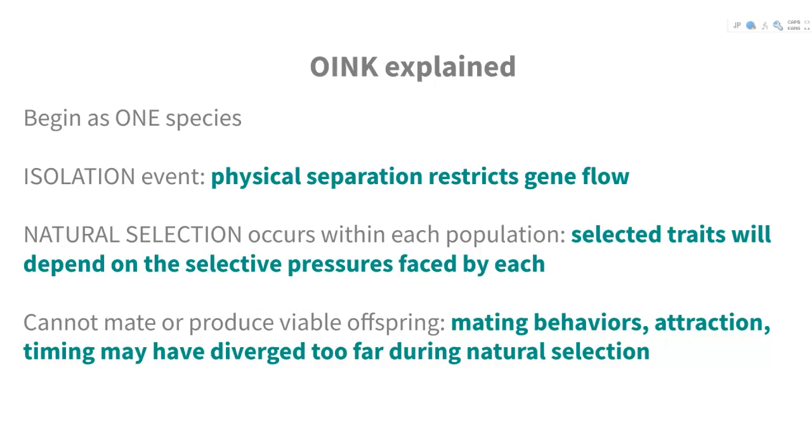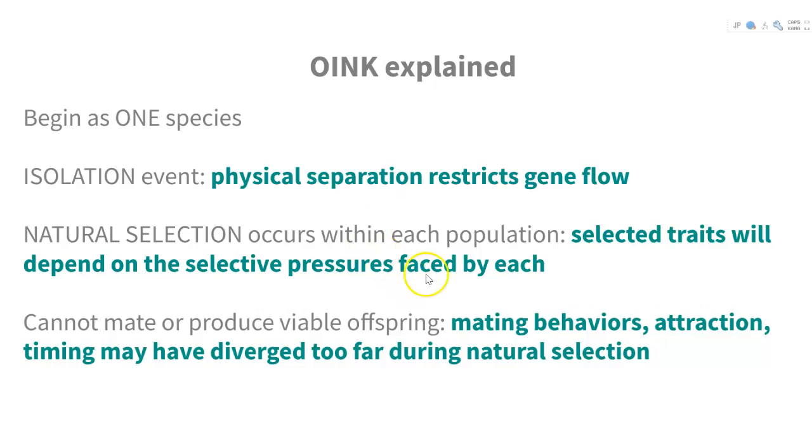Okay, so this is another example. I'm guessing your notes bring this up, the OINC explained. Okay, so we have O, beginning as one species, I, isolation event. We have to be physically separated in order to restrict the gene flow. The genes are going to flow through reproduction. If you have a physical barrier, then that will serve as an isolation event.